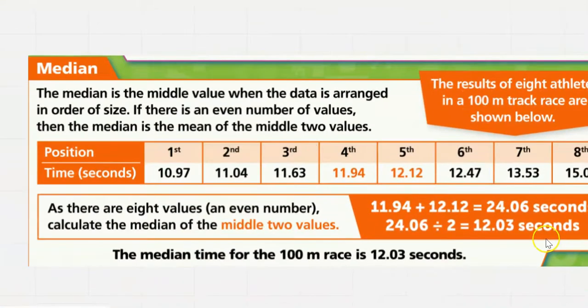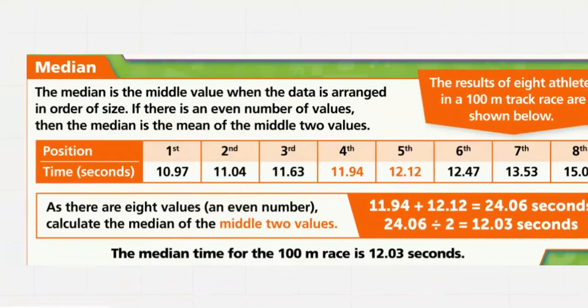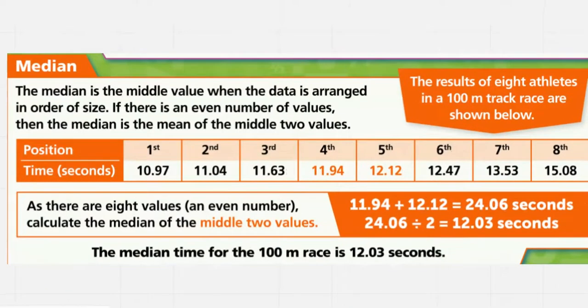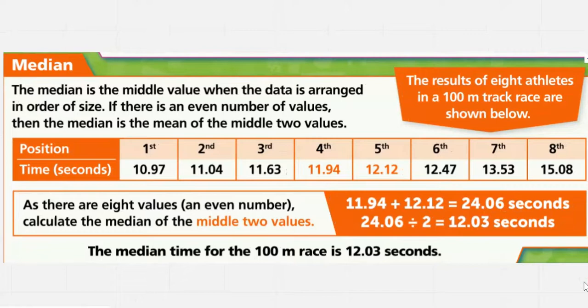Median. Median is the middle value when the data is arranged in order of size. If there is an even number of values, then the median is the mean of the middle two values. So the method changes whether the number is odd or even, and we'll go through that a little bit later on in the video.